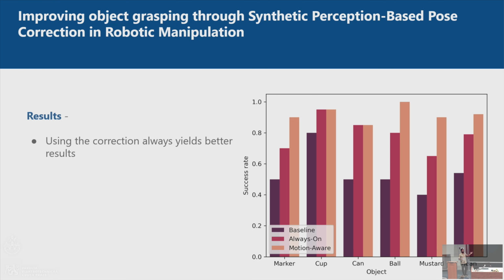And these are the results, where we can see that it's divided by object, and on the far right we can see the average performance of all these things. So the first thing we are seeing is that using the correction always yields better results. That's quite expected, but it's always good to see. And the thing that was quite puzzling, or quite interesting, is that the best approach is this motion-aware approach, where it stops and then does this 80-20 split, and that yields a result of like 92% success rate, which is almost double the baseline.